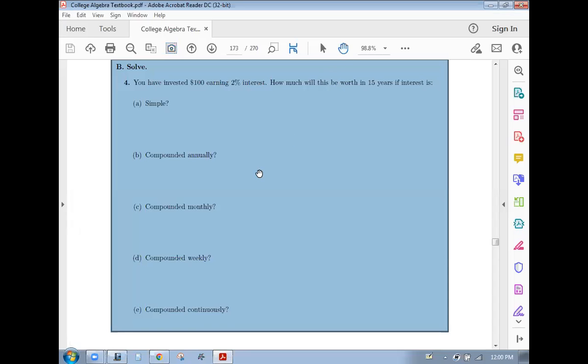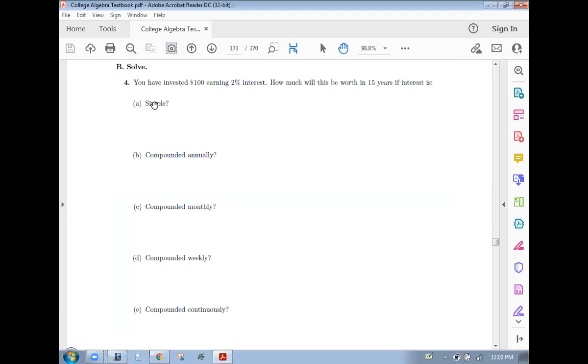So y'all need to know which one of the formulas to use. There's 3 of them: simple interest, compounding n times a year, or compounding continuously. So you look for simple, compounded, and compounded continuously, right? That's how you know which formula to use.